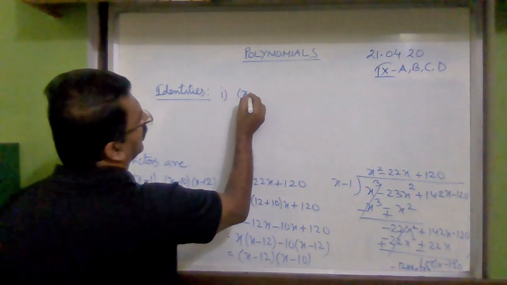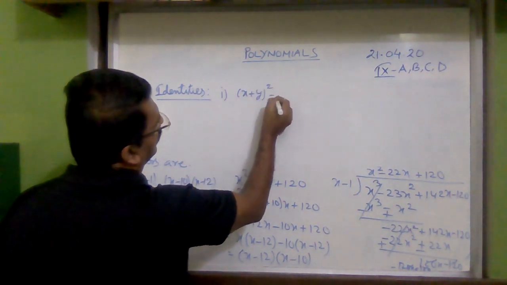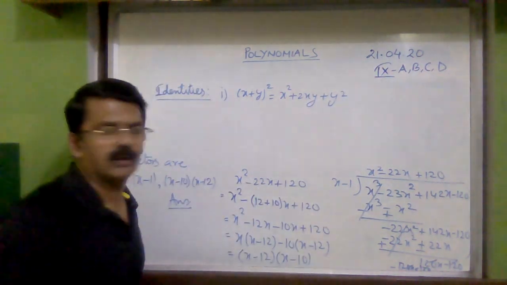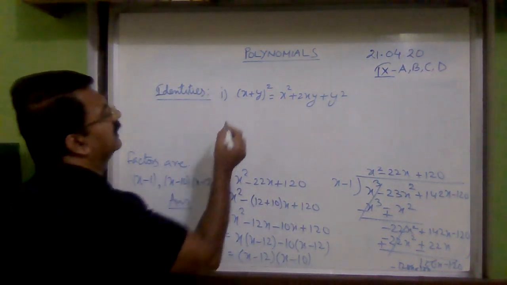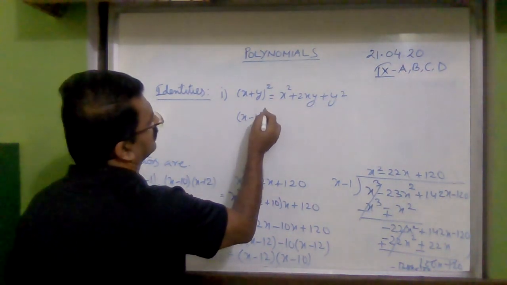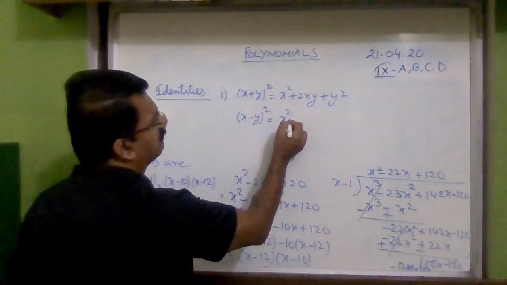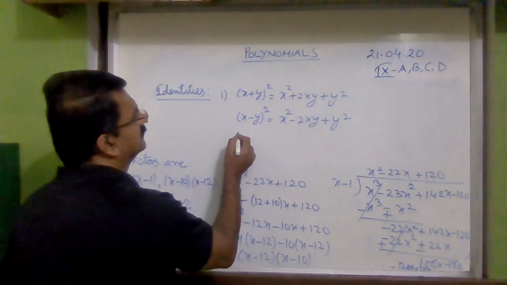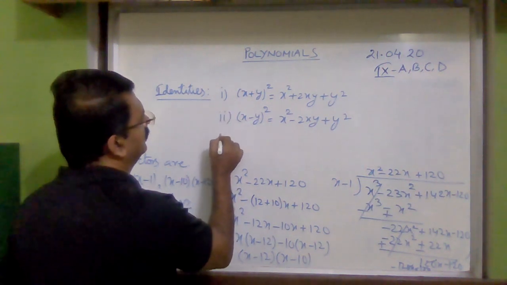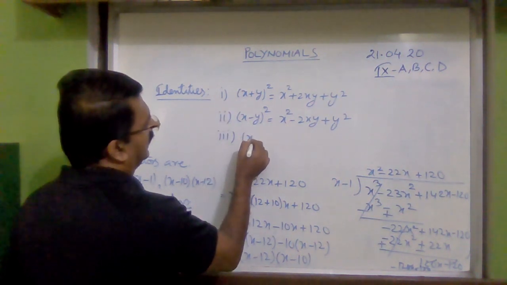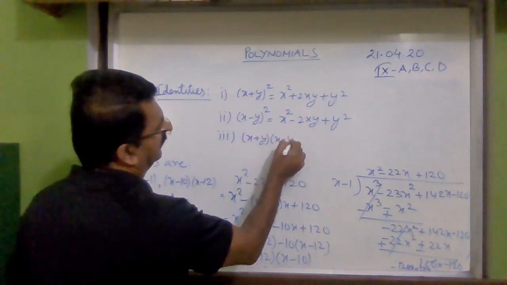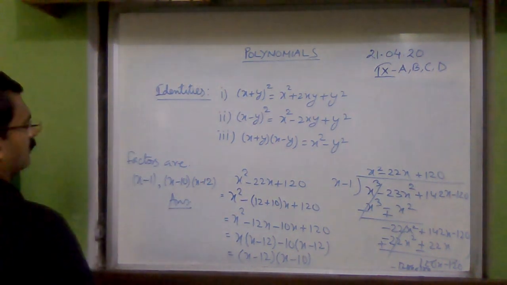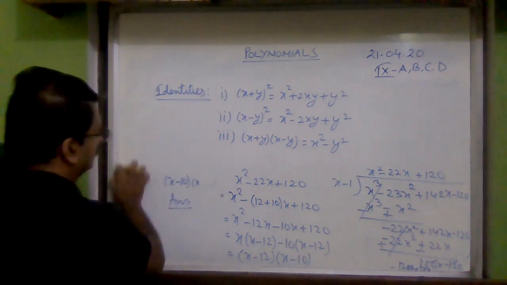First one is (x plus y) whole square is x square plus 2xy plus y square. I hope you have already done this in class 8. Then (x minus y) whole square is x square minus 2xy plus y square. Then the third one, (x plus y) into (x minus y) is equal to x square minus y square. These three you have already done in class 8.